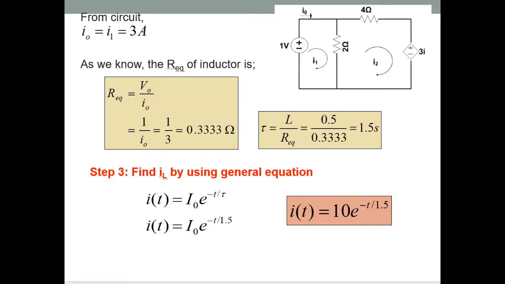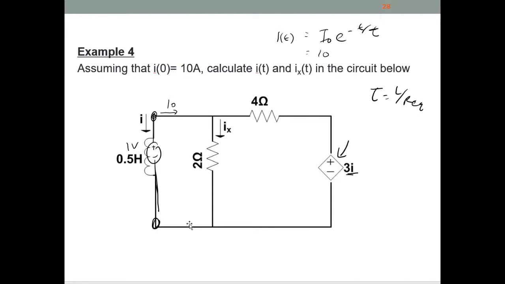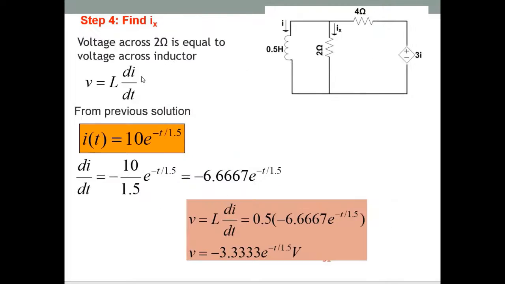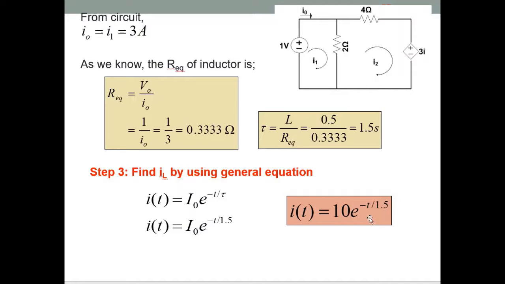before finding the I here, we can insert the parameters that we have found into this formula: 10 e negative t over tau. The 10 was already assumed in the initial stage. After this, we can proceed to find the Ix. IT here is similar, 10 e negative t over 1.5. I naught here was just to determine R equivalent.